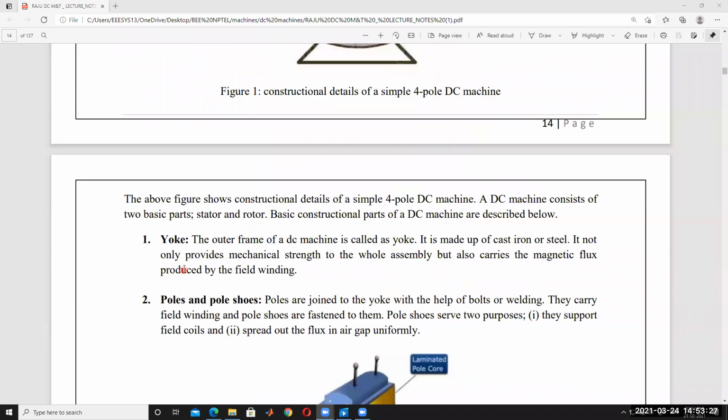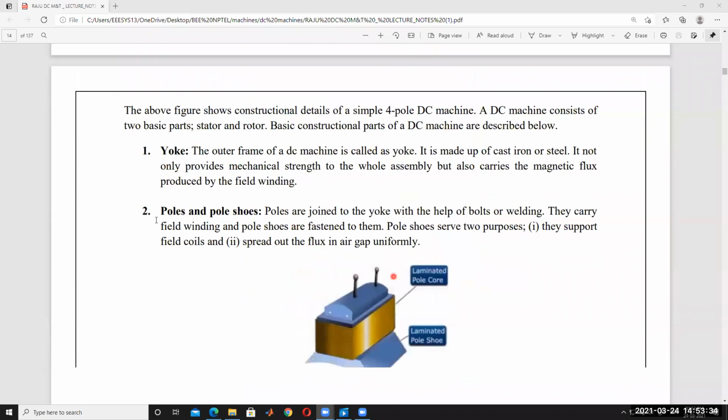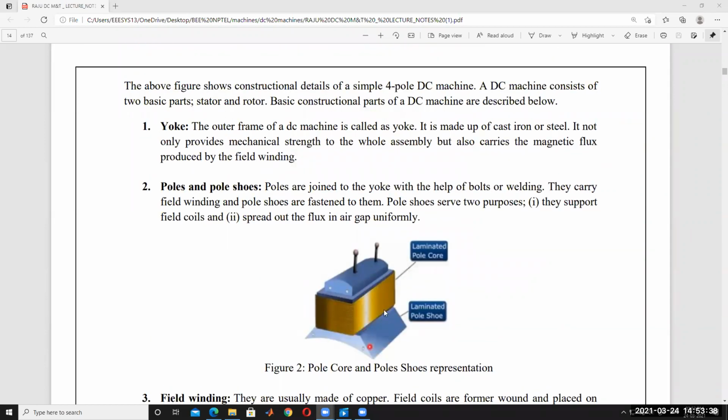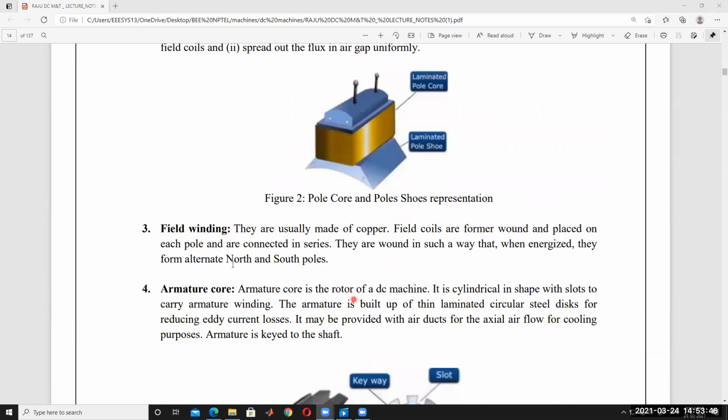The outer frame of a DC machine is called the yoke, and it is made of cast iron or steel. The poles, the pole core and pole shoes. This is called the pole. This is the field winding, and these are the pole shoes. The field winding is usually made of copper.